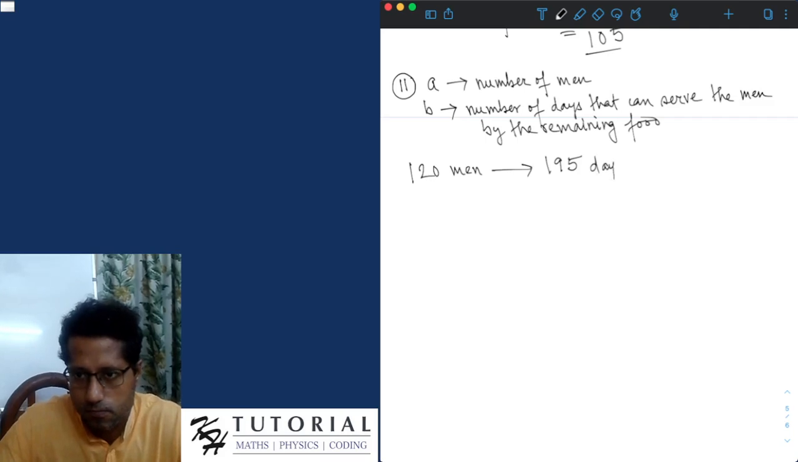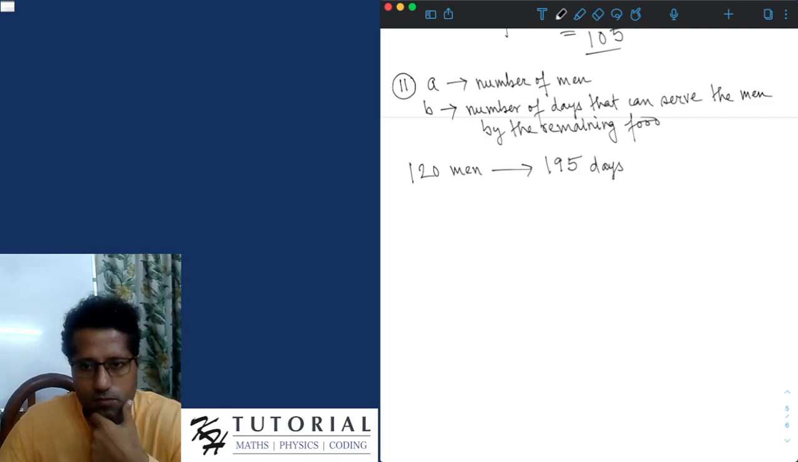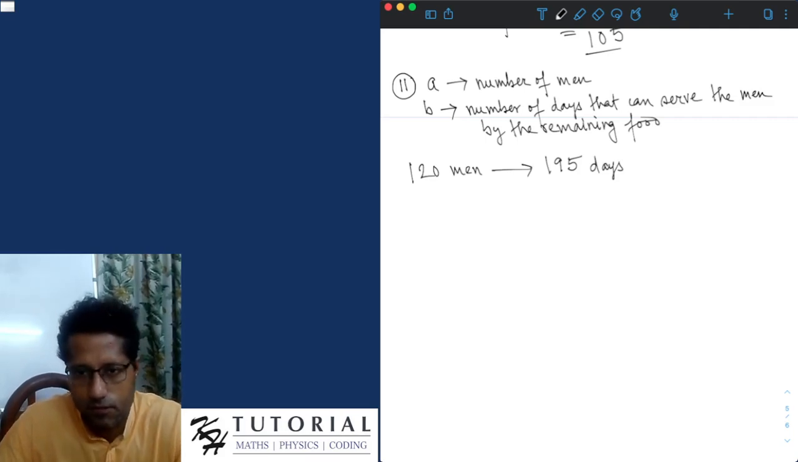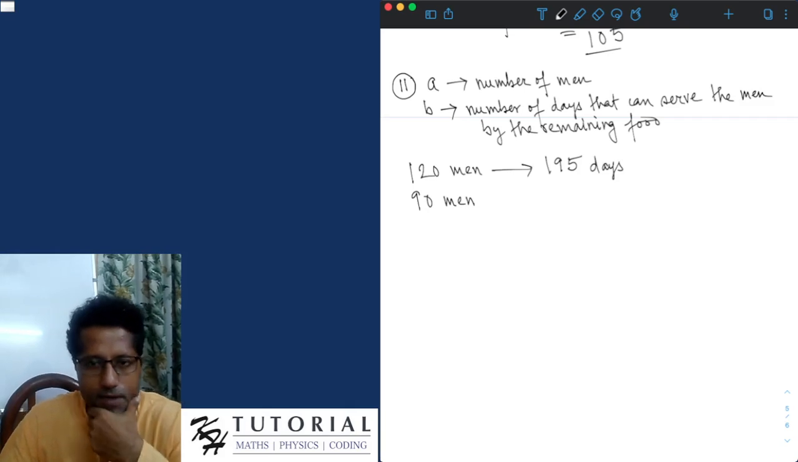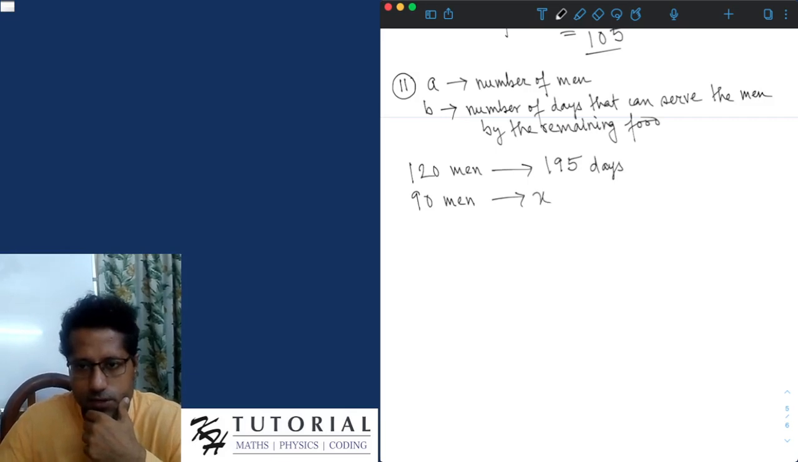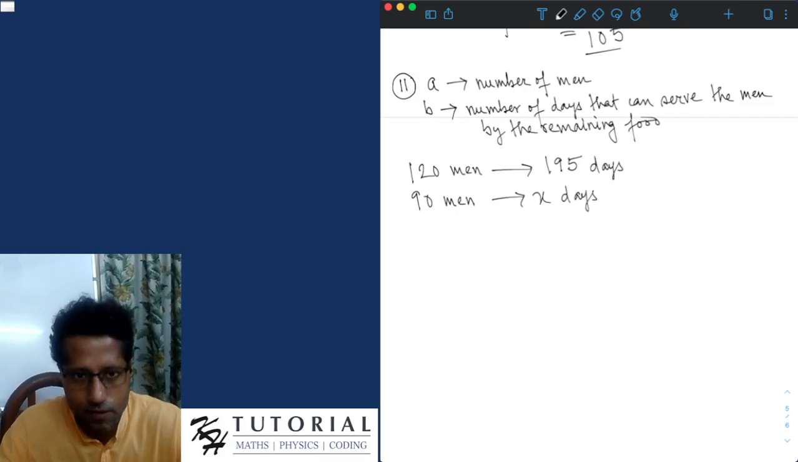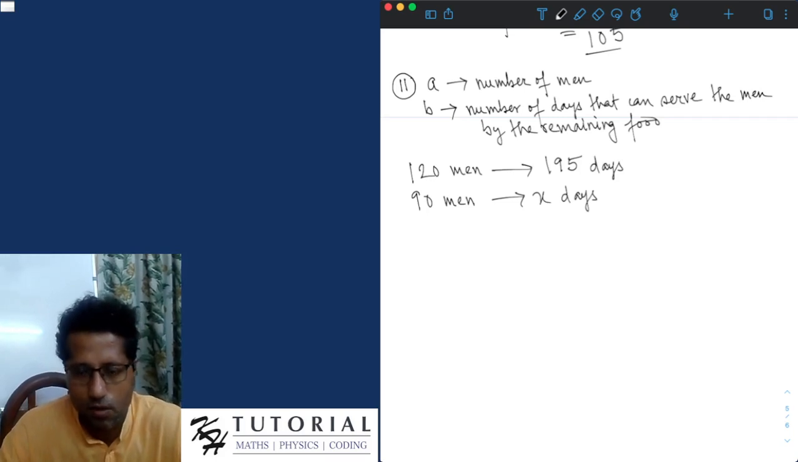Now, it says that 30 men died. This means 120 minus 30, which is 90. After 30 men died, then 90 men remaining, how long will they survive? So let's say they will survive for X days. The question is how long will the remaining food last, which in other words means for how many days the men will survive.